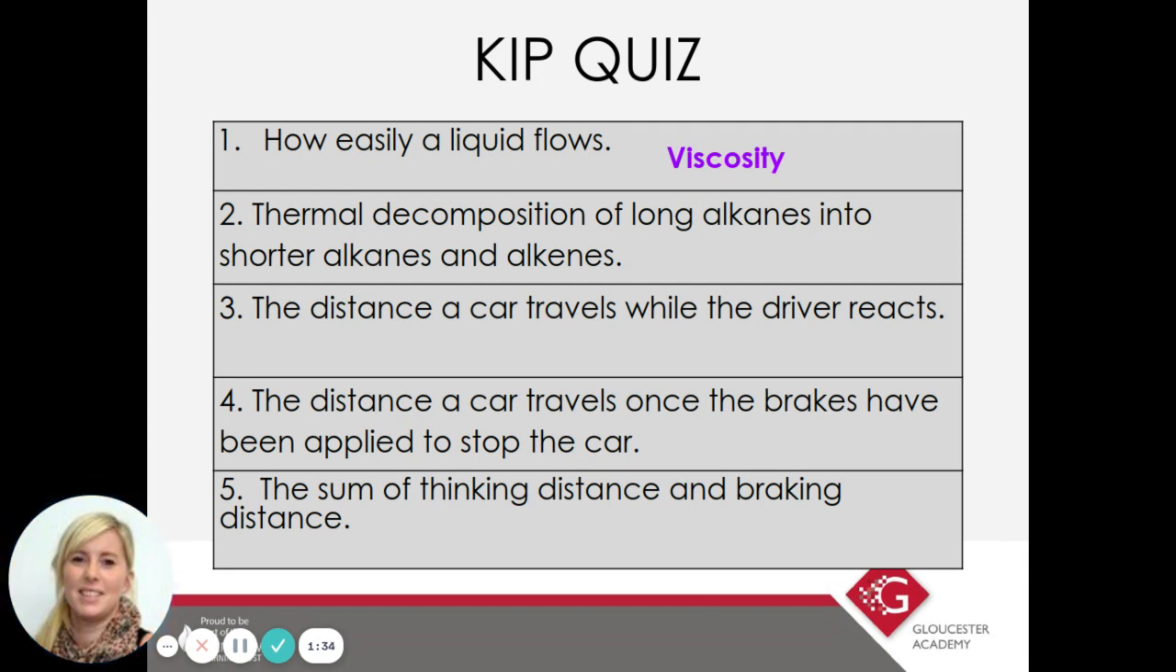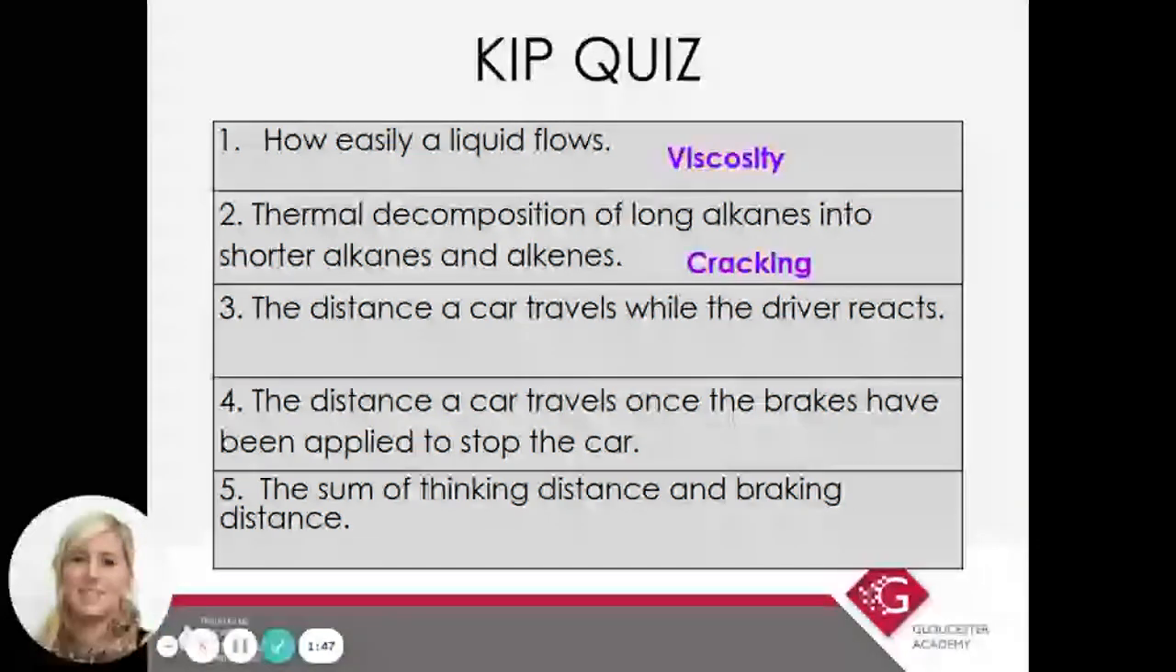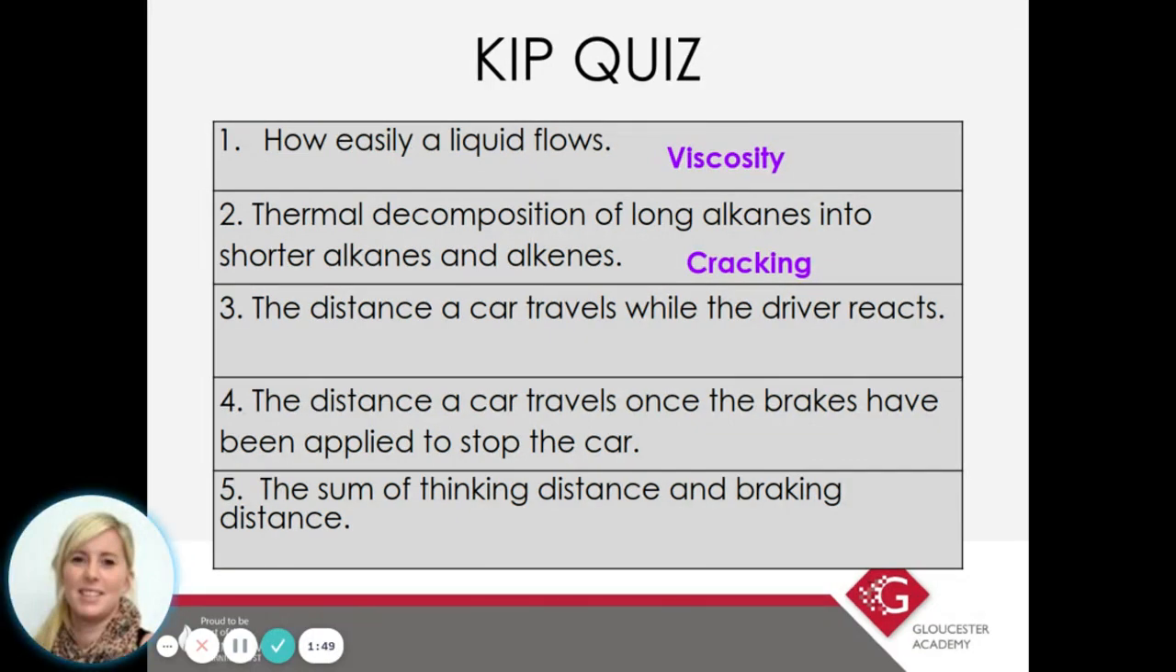So thermal decomposition of long alkanes into shorter alkanes and alkenes, that's a process called cracking. So you would either use steam cracking or catalytic cracking. So a catalyst like aluminium oxide or porcelain to break down that long hydrocarbon into much, much shorter hydrocarbons because they're more useful. They ignite more easily, they flow more easily. These are the good things about them.